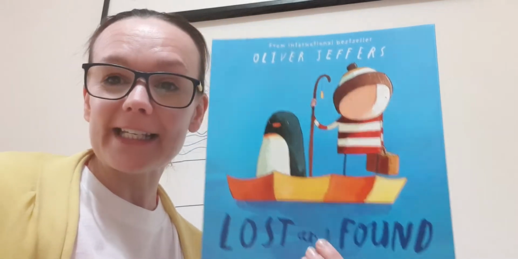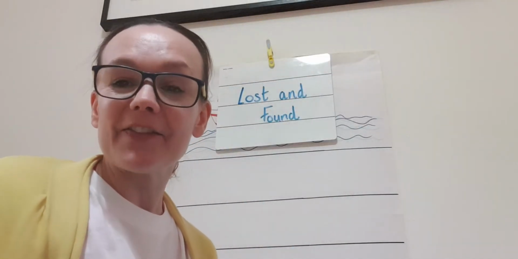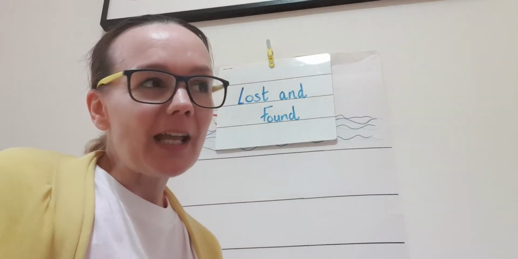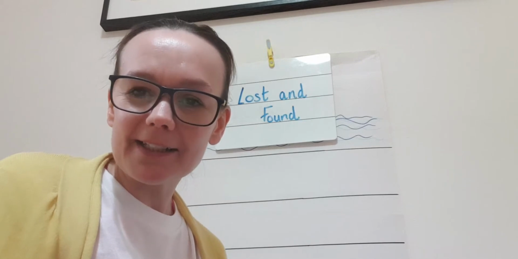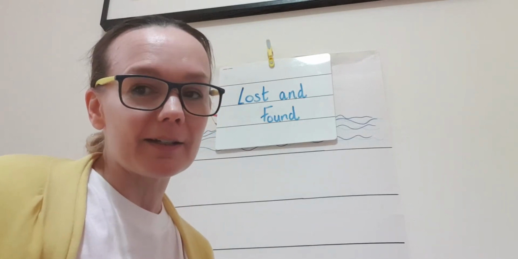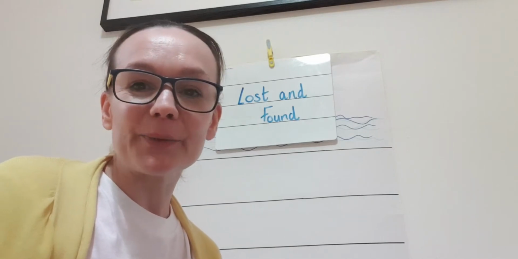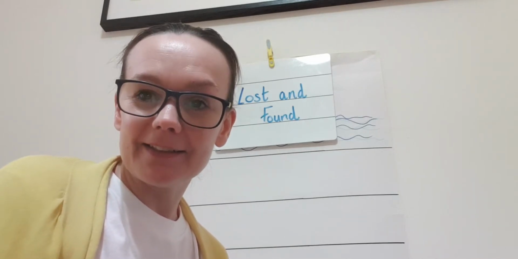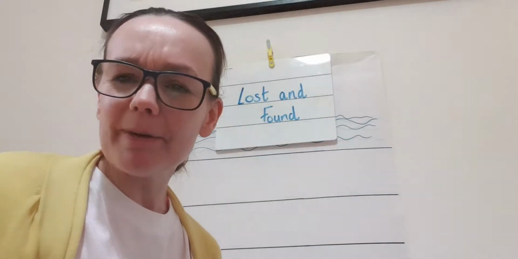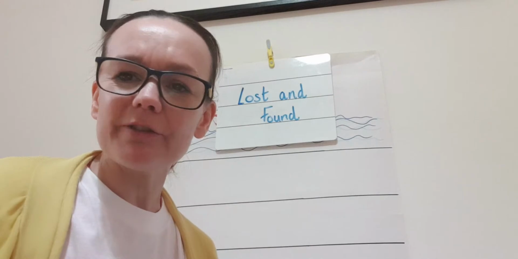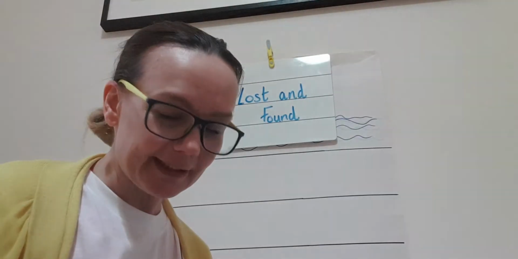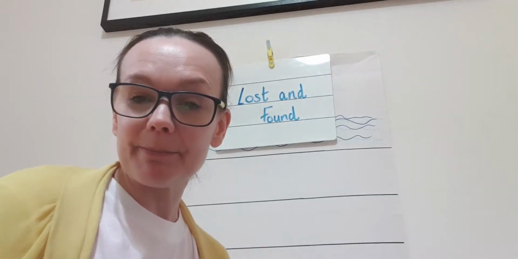Now, we have already been learning the words and the actions to retell the story of Lost and Found. And today, I want us to write a sentence from it. However, I'm going to make it a bit more fun because we're going to redesign the boy's boat. Do you remember in the beginning of the story, the boy got his boat together. He was cleaning it and building it, and he made a fantastic boat.